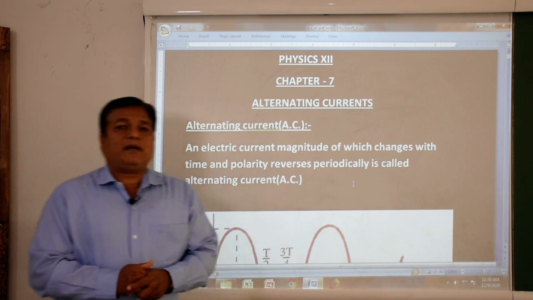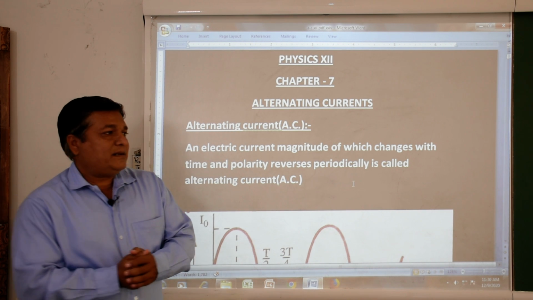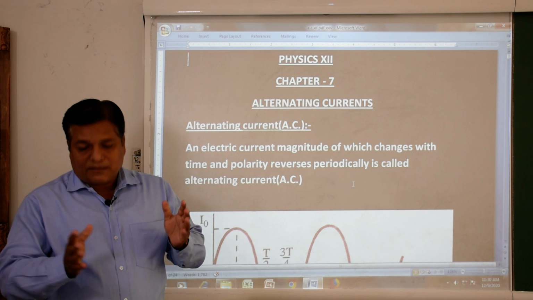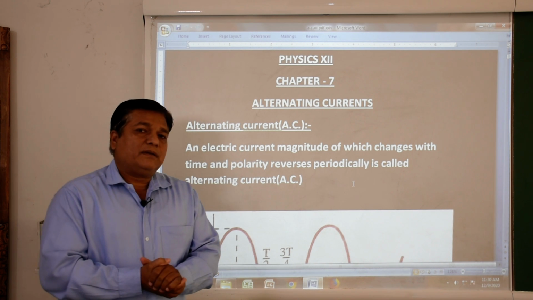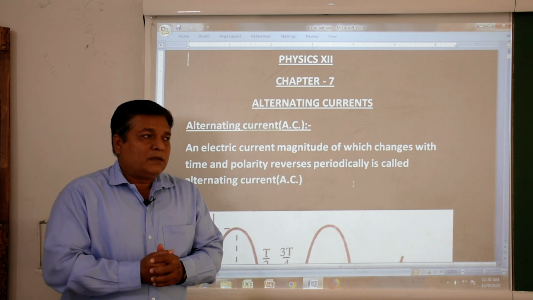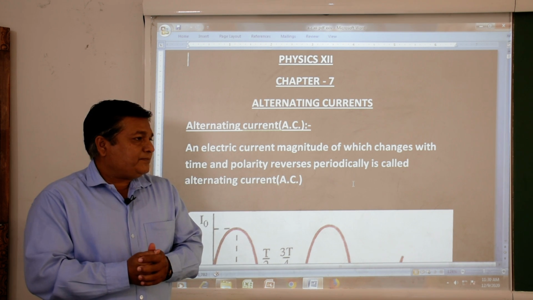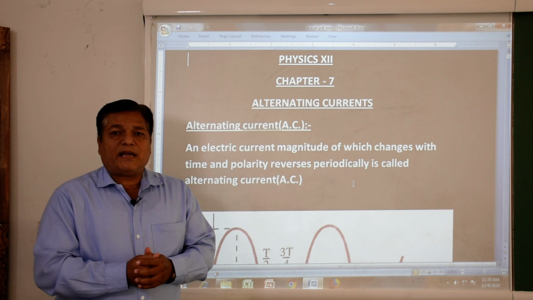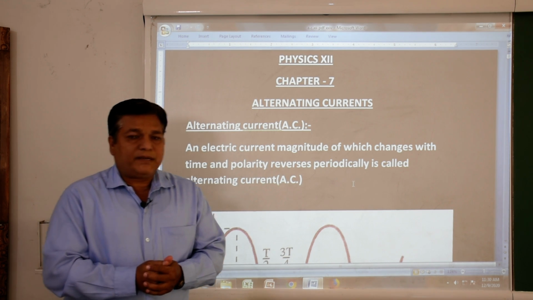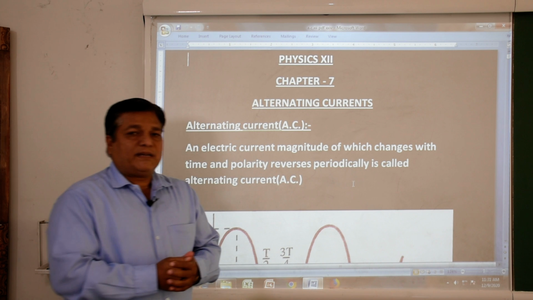What do we understand by alternating current? We can say that the current whose magnitude and polarity change periodically with time is said to be alternating current. This type of current is I is equal to I naught sin omega t, where I naught is the peak value of current, and we are going to discuss it.